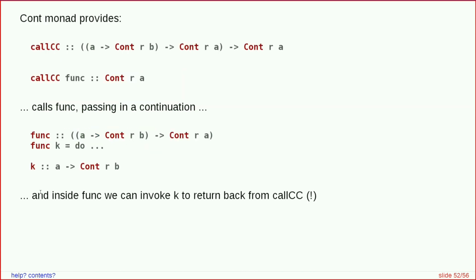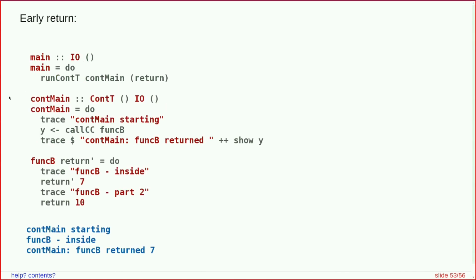So this is a great type signature. Call with current continuation. So if you run some code with call cc, and here's a function which has got this type signature, that function gets passed a continuation for the rest of the program. And so inside that function, we can call the continuation, and it will act as if we had just returned from call cc. Okay. So there's a few examples.